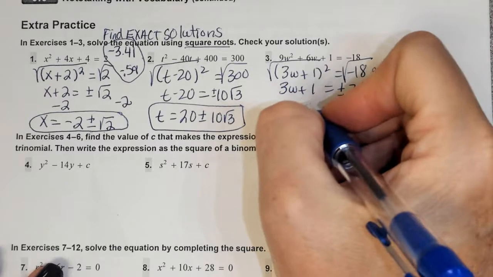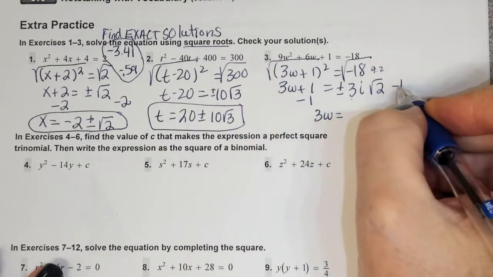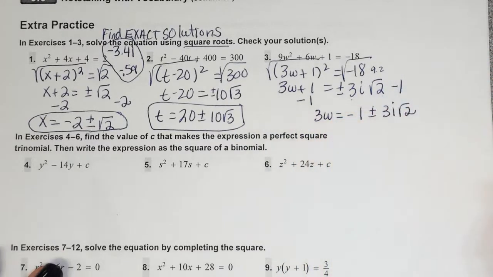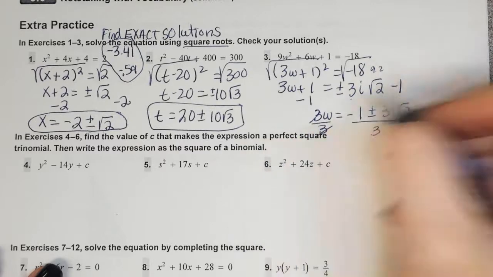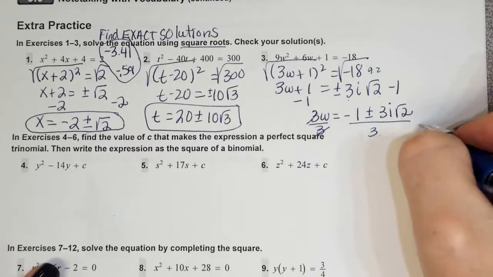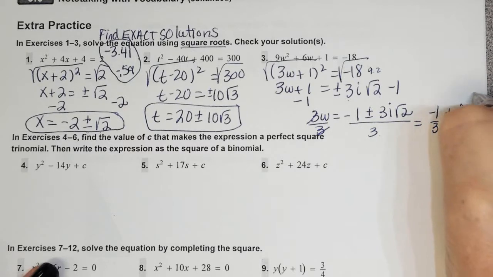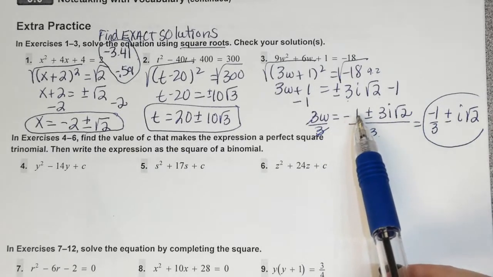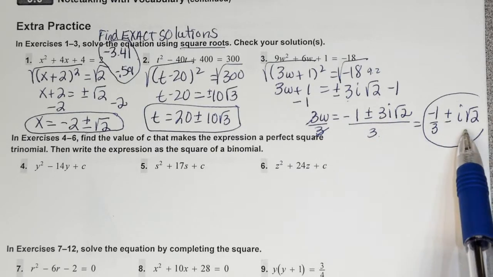So now finishing this, I'm going to subtract 1. So I'm going to have 3w equals, I'm going to put this first though, negative 1 plus or minus 3i radical 2. Then I have to divide both sides by 3. So my final answer, both of these are getting divided by 3. So the best answer would be negative 1/3 plus or minus i radical 2. See what I'm doing there? We're saying this over this plus or minus this over this, and I can cancel those 3's out and just get the i radical 2.